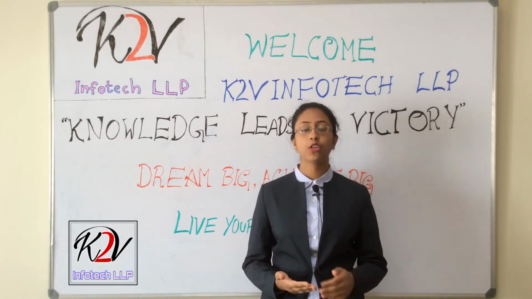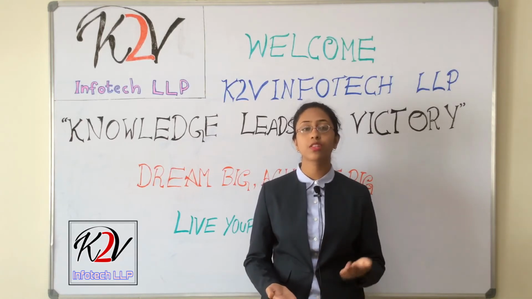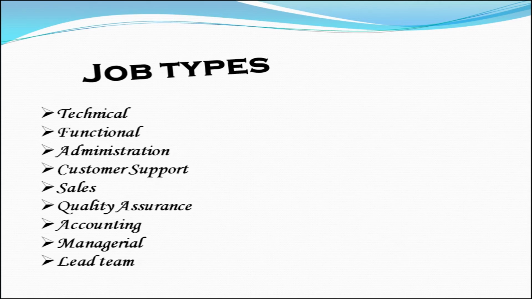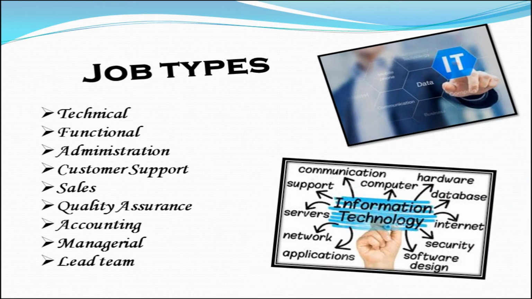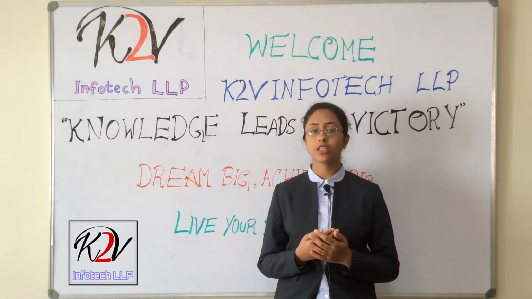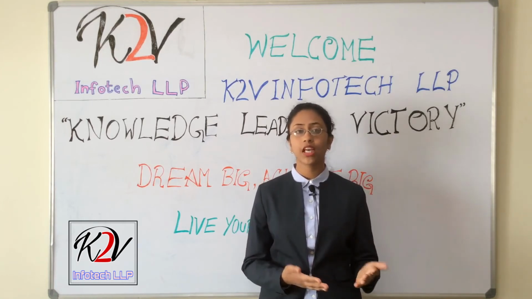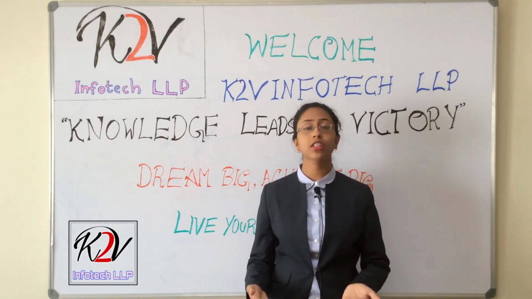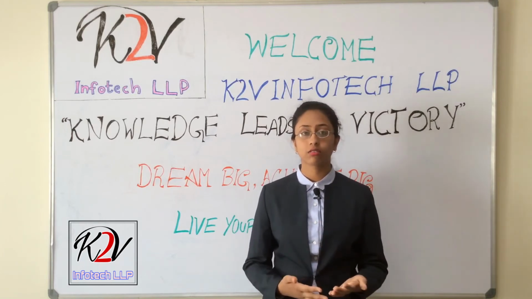So, the moral of the story is that we should be planned and prepared much before we search for a job. Number 3 is about job types. What type of job would you want to go to? Is it technical, functional, administration, customer support, sales, quality assurance, accounting, managerial, or team? Each person would want a different job, and that's not specific. It depends upon your skills, your ability, your soft skills, and the way you can manage things.